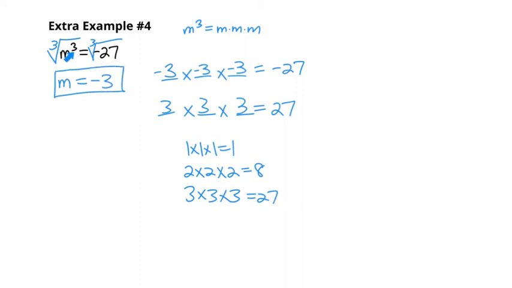So only one answer when it's to the third power because, again, since you have the number an odd number of times, if it's negative, it'll end up negative. But if it's positive, it ends up positive. Unlike squares, where regardless of whether it's a positive or negative number, when you square it, it's going to be positive. Here it's not the same thing. So negative 3 times itself 3 times will give us negative 27. So m equals negative 3 is our solution. And that's it for extra example number 4.